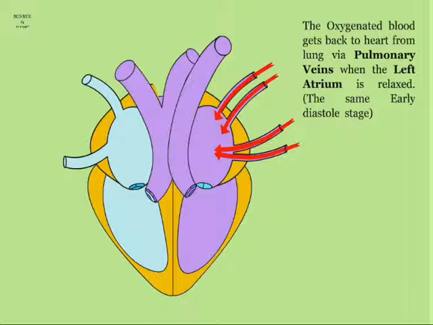The oxygenated blood gets back to heart from lung via pulmonary veins when the left atrium is relaxed. The same early diastole stage.